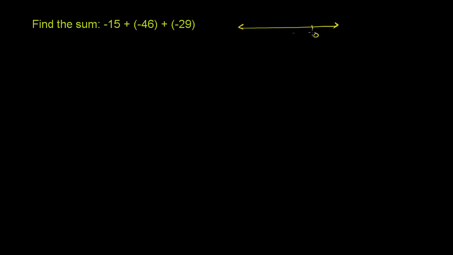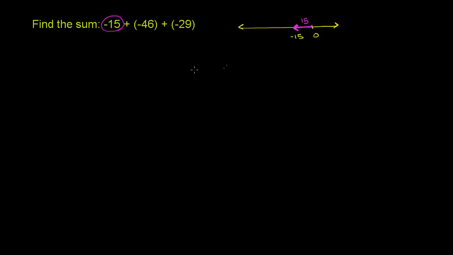So if this is 0, and let's say that this is negative 15, I could represent negative 15 as an arrow that points from 0 to negative 15. The length of the arrow is the absolute value of this. It's the distance from 0. So the length here is 15, and the negative says that we are pointing to the left. So the absolute value is 15. That's the length of that arrow.